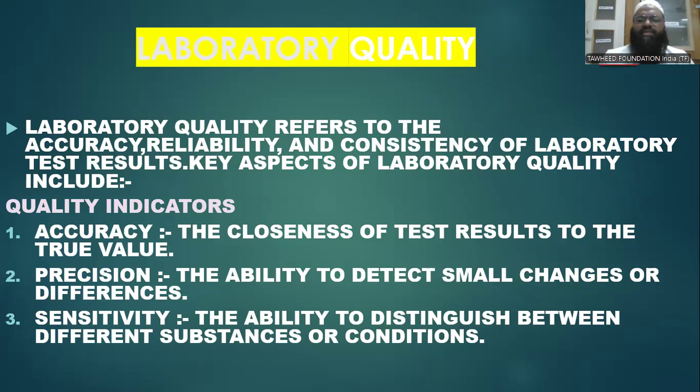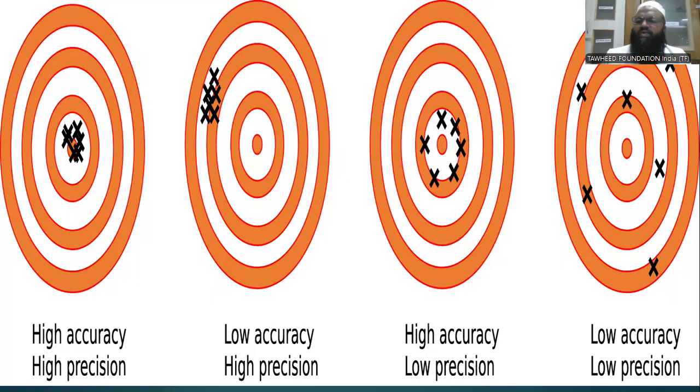Key aspects of laboratory quality include: accuracy, the closeness of test results to the true value; precision, the ability to detect small changes or differences; and sensitivity, the ability to distinguish between different substances and conditions. Here, one diagram is there. We can go through this.